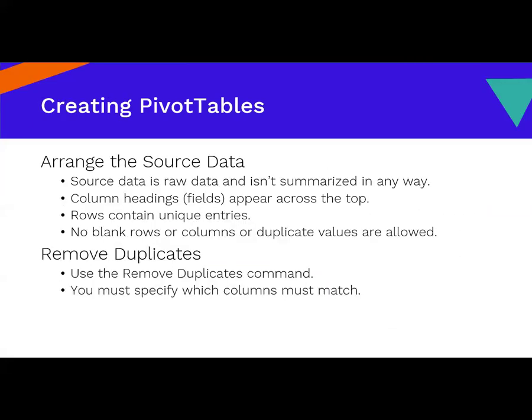You can arrange the source data. Source data is raw data and isn't summarized in any way. Column headings appear across the top. Rows contain unique entries. No blank rows or columns or duplicate values are allowed. You remove duplicates. Use the remove duplicates command. You must specify which columns must match in order to remove those duplicates.